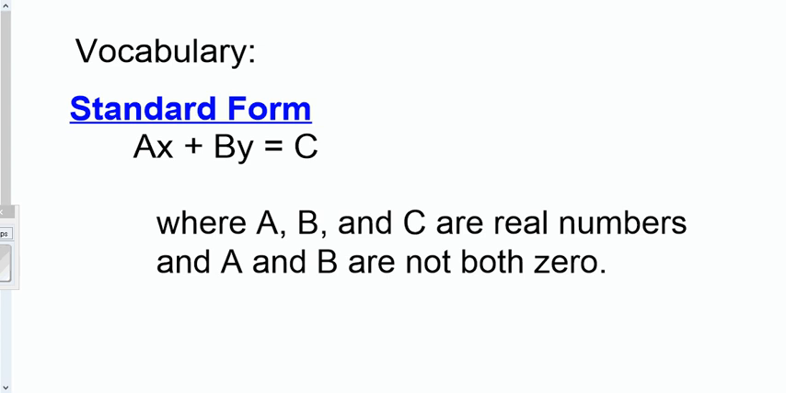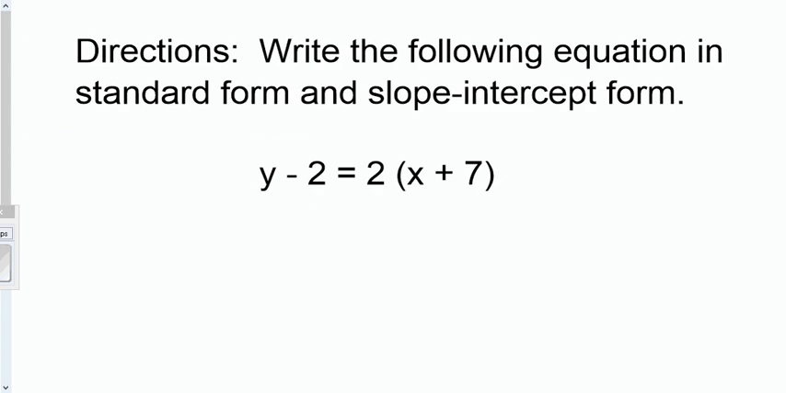First of all, standard form is ax plus by equals c, where a, b, and c are real numbers. So a, b, and c just stand for numbers here. There's not any particular intercept or slope, they're just numbers. And a and b are not both 0. One or the other could be 0, but both of them cannot be 0 in order for it to be a linear equation. So first of all, write the following equation in standard form and slope-intercept form.